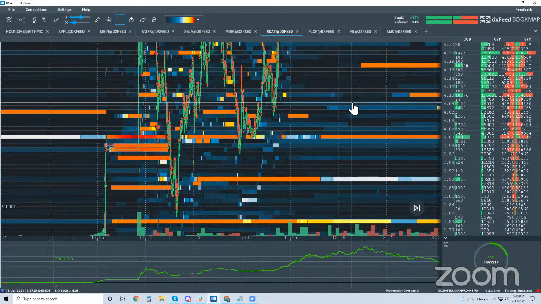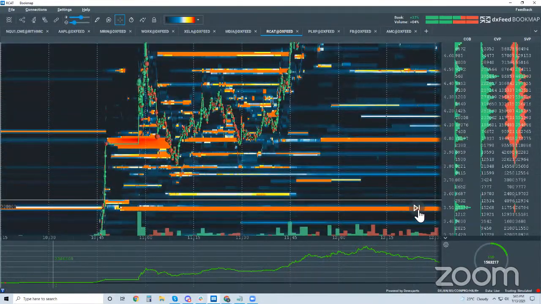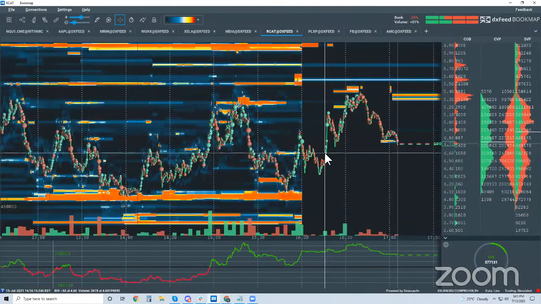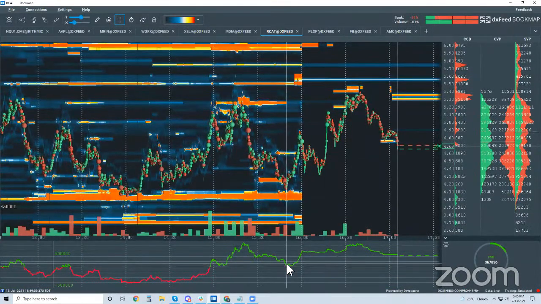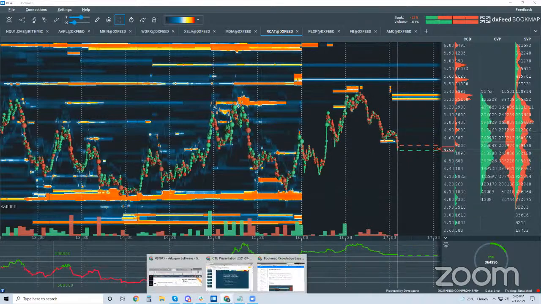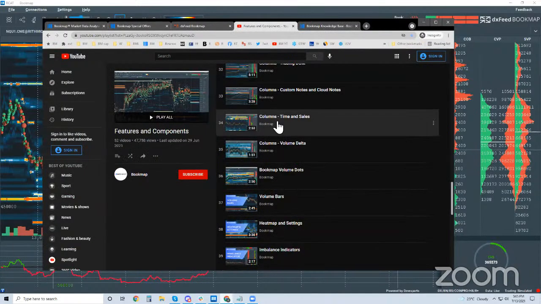All right, so Fausto wants me to finish up here. No problem. Boy, I didn't get through much. I want to also just touch on a few other features and components here. We went through CVD, that's good. We went through some of the columns, not much, but right click in here and play around with these. And again, look at the YouTube channel features and components.